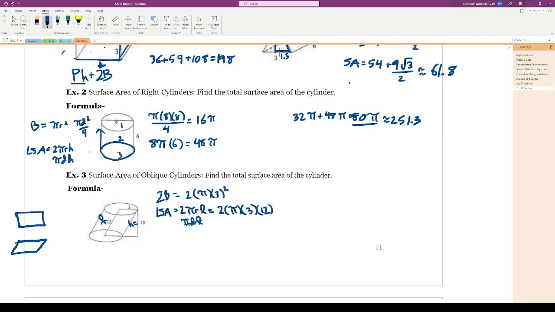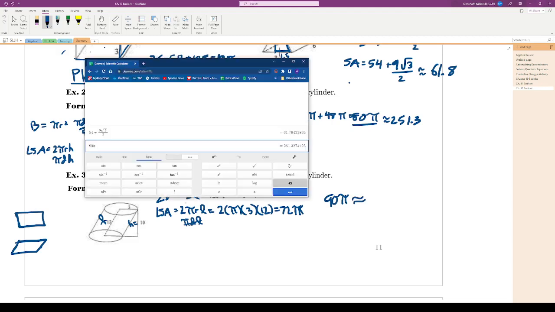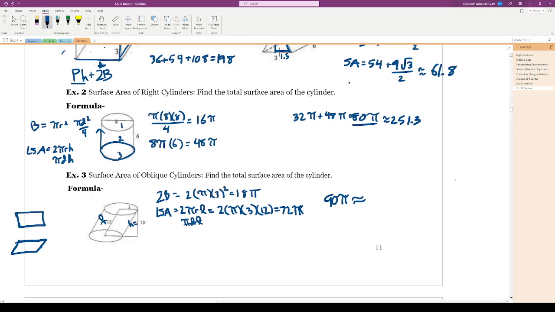All right, so we have here 18 pi. And here we have 672 pi. And our total then would be 90 pi. Or if we wanted to approximate 90 pi, I'll just change this 8 to a 9. We would get about 282.7. Again, no units. So that's surface area.